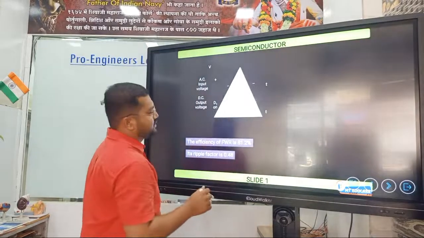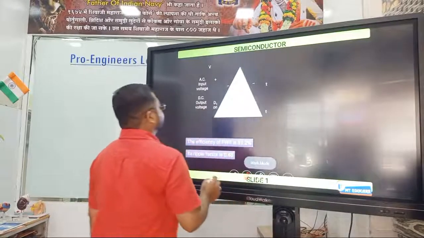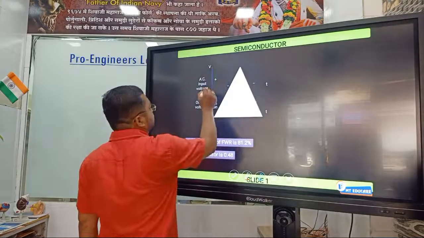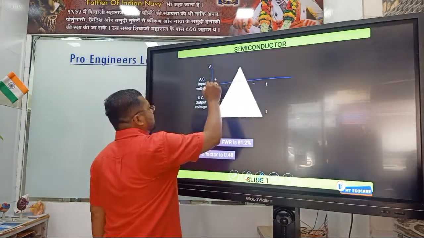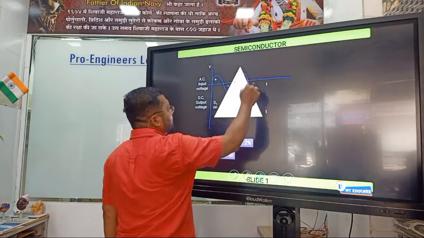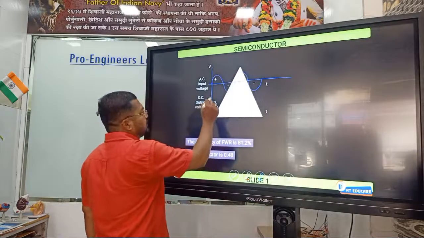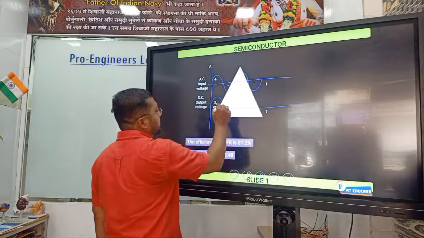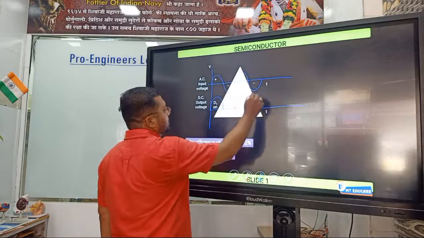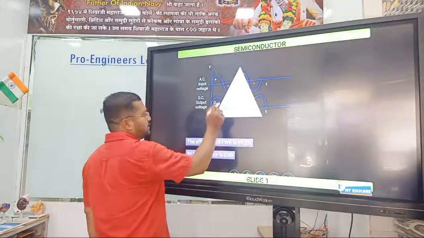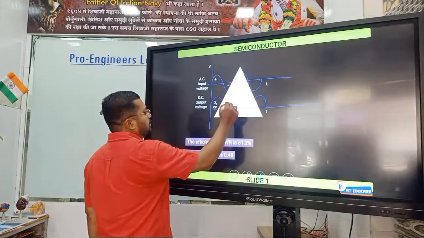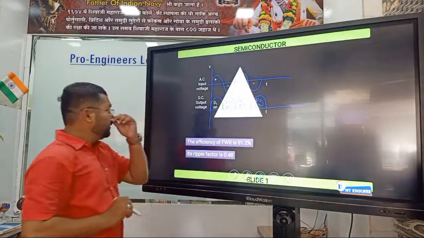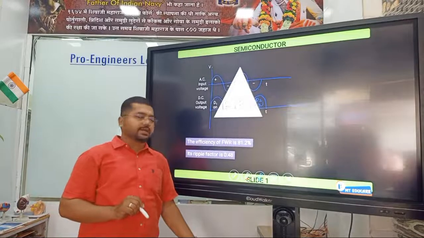Here the diagram is missing, so I'll just draw the diagram for you. It is like this, right? And now the output: D1 is on, D2 is also on. Where is D1 on? Then the next is D2 on. It means it works for both the positive as well as the negative half cycle.